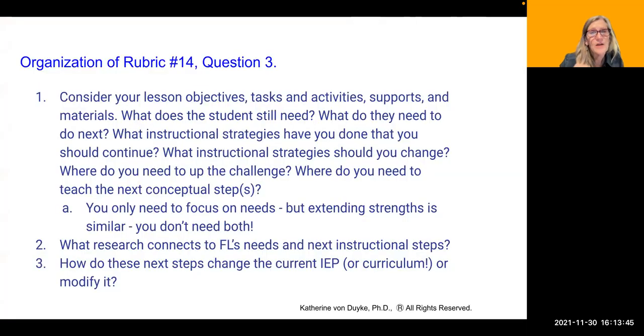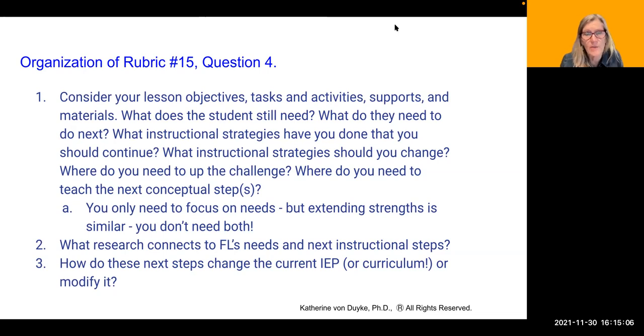So back to how to answer this particular question. All right, so here's the strategy in a nutshell. Consider your lesson objectives, tasks, and activities, your supports, your materials, the strategies you taught. Of those, what does the student still need? What do they need to do next? What instructional strategies then have you done that you should continue? What didn't work and you might want to change, or what they need to up the challenge or teach the next conceptual step?